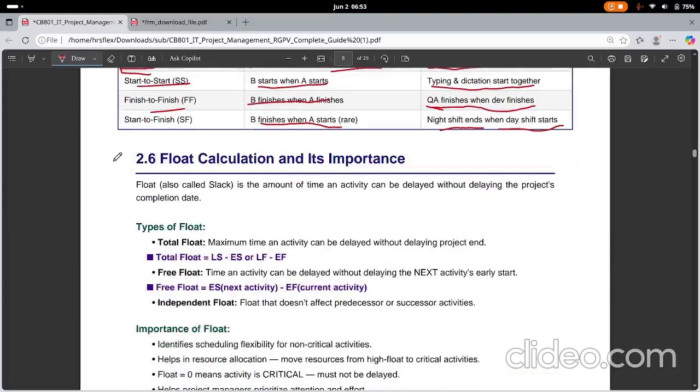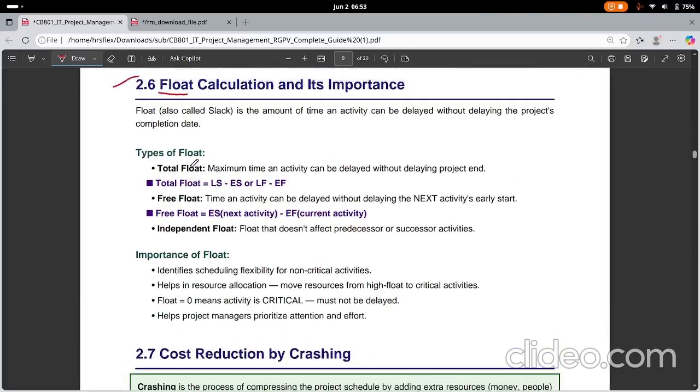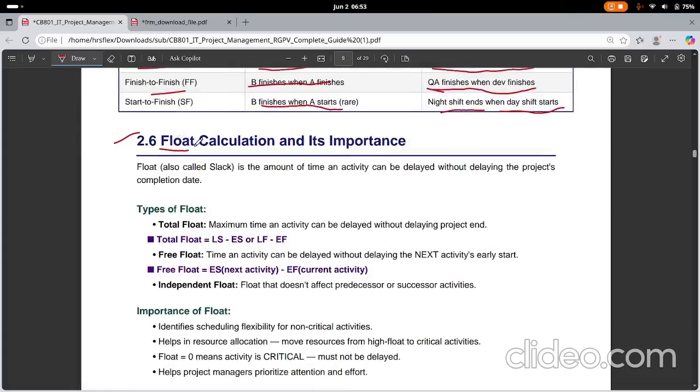Now is the float calculation. So what is float? There is a very rare chance it will come in the examination. For the sake of learning, you can refer to other resources or reference books. Float is also called slack. There are a few terms generally: LS, that is latest start.